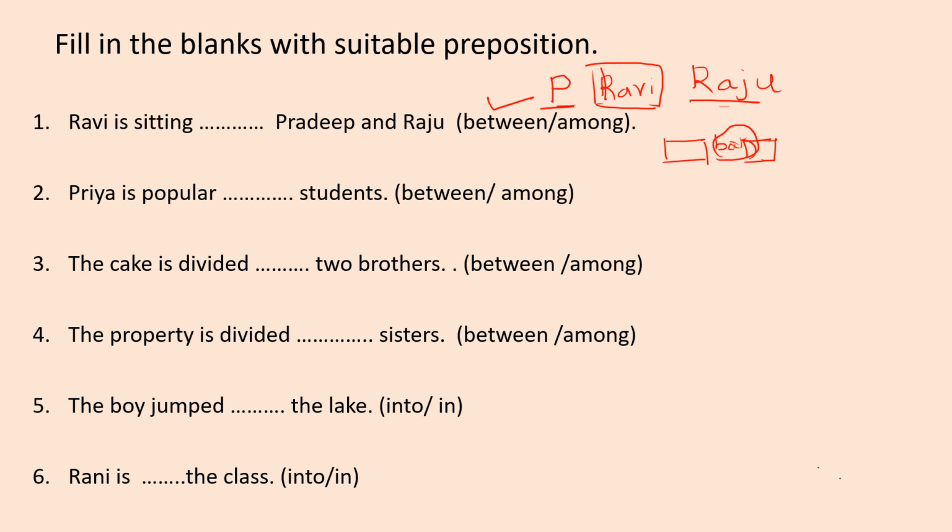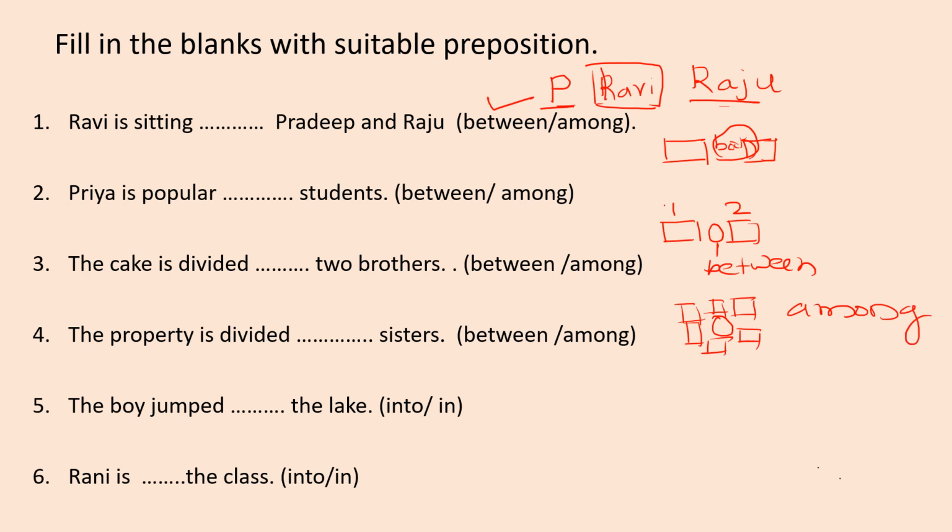Next, Priya is popular dash trips here. Two things are here, and we are going to keep something in the middle, so first one, second one, this is considered as between. Otherwise, suppose one thing is there and it is surrounded by many things. That time we have to use among.